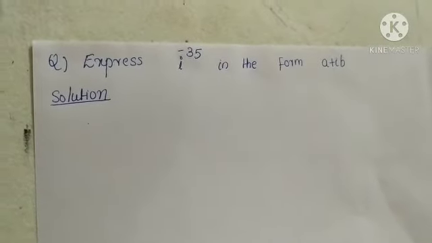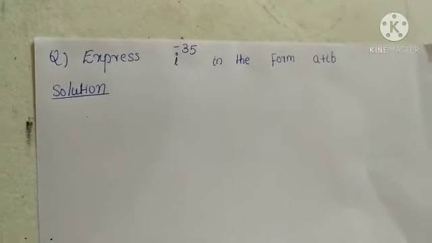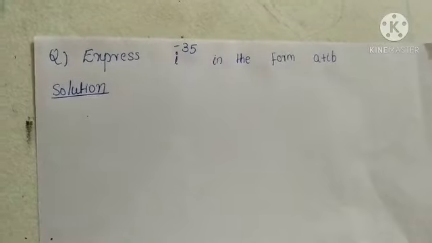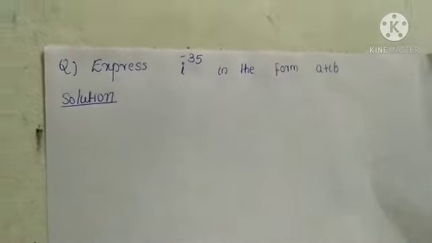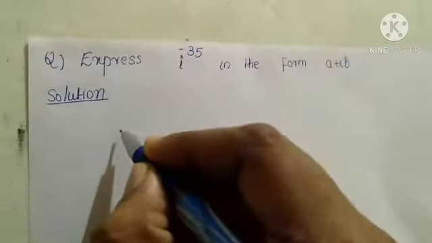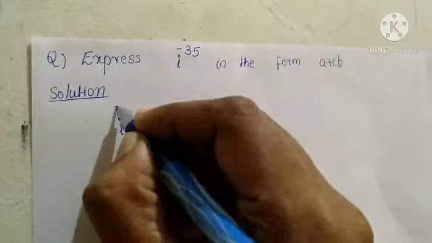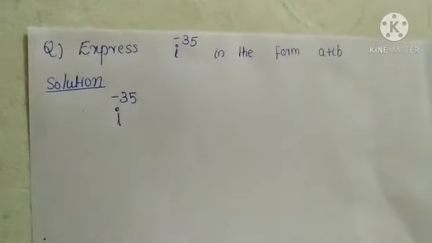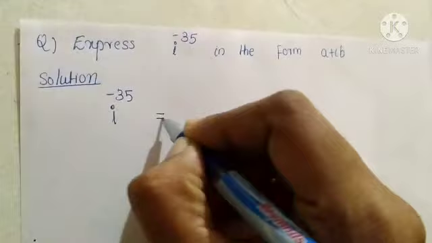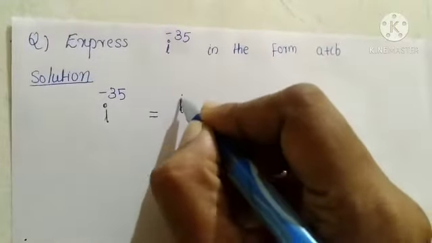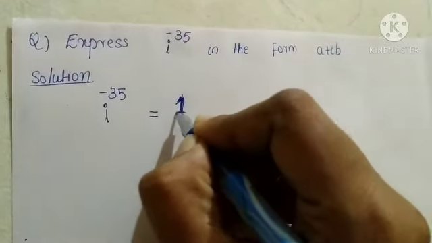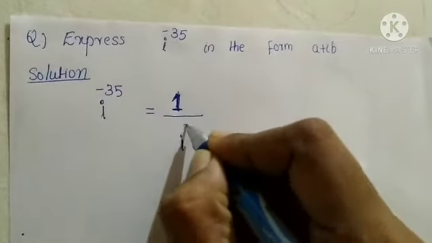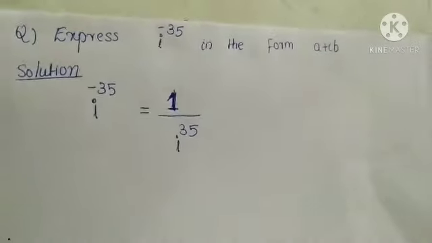Express i raised to minus 35 in the form a plus ib. So this is our next question. So let's start the solution of this question. i raised to minus 35 is the given question, right? So this can also be written as 1 divided by i raised to 35.